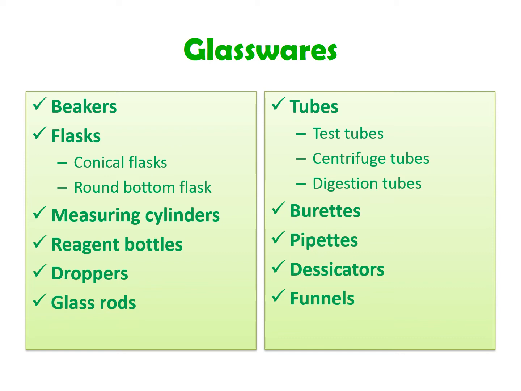Now the glasswares which we will see in this lecture are beakers, flasks, that may be conical flasks, round bottom flask, then measuring cylinders, reagent bottles, droppers, glass rods, even the tubes, test tubes, centrifuge tubes, digestion tubes, etc., and burettes, pipettes, desiccators, and finally funnels. So all these glasswares we will see what they are applicable for.